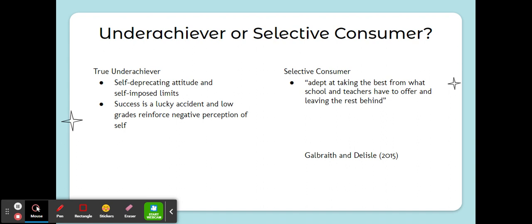They have a low self image of being weak in academics, and therefore their initiative to change or accept challenge is limited. Galbraith and Delisle distinguish this type of true underachiever from a selective consumer who is adept at taking the best from what school and teachers have to offer and leaving the rest behind.